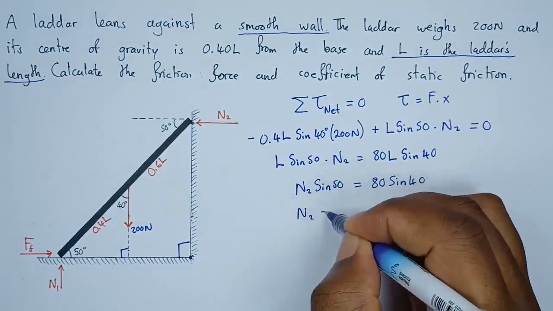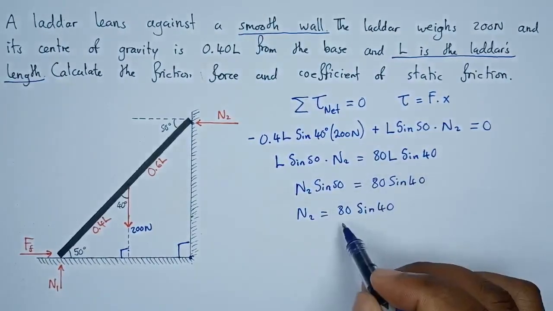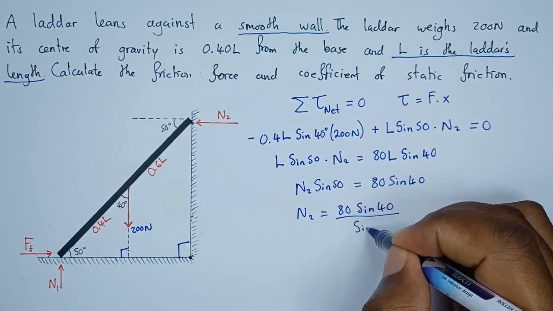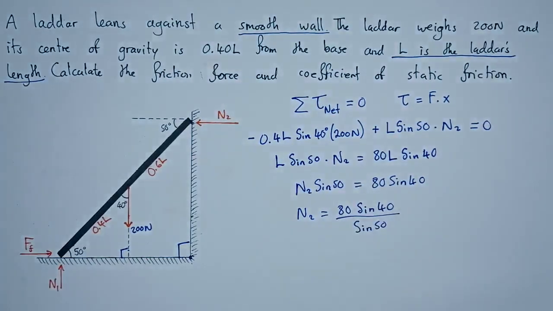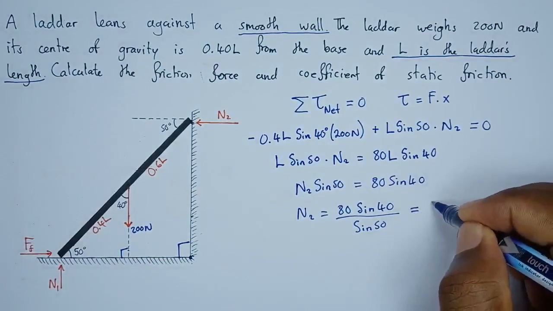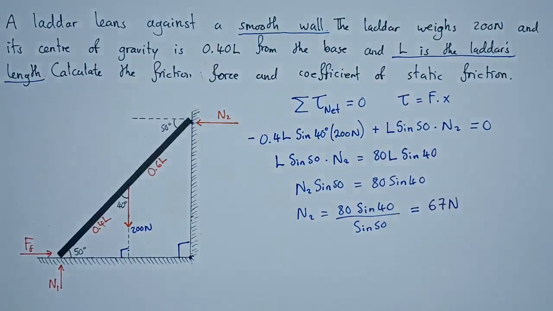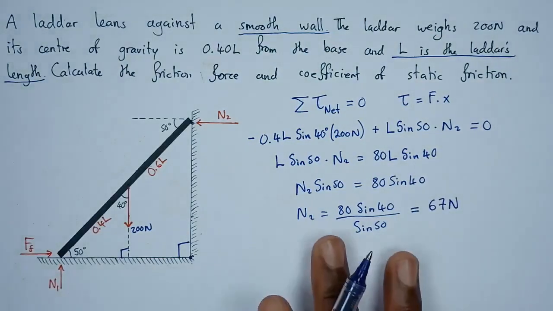So the normal force 2 is equal to 80 sine 40 divided by sine 50. Let's see what we get. 80 sine 40 divided by sine 50, I'm getting 67. So the normal force 2 is simply 67 newtons. Now that we have that, let's see how we can answer our question.